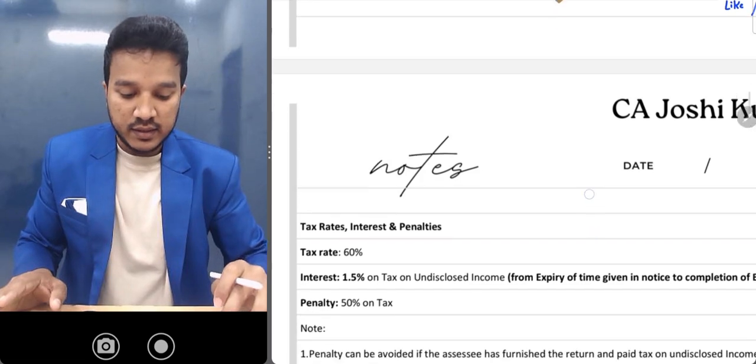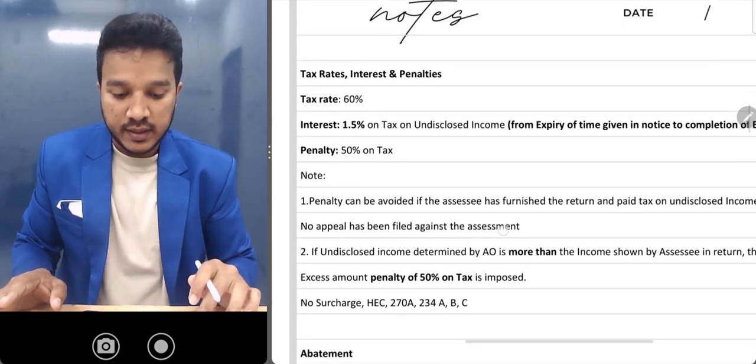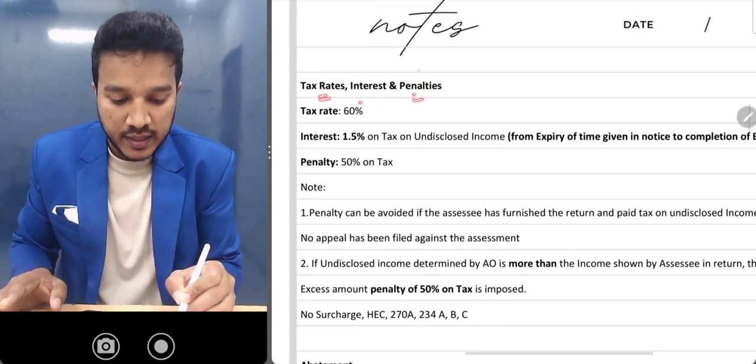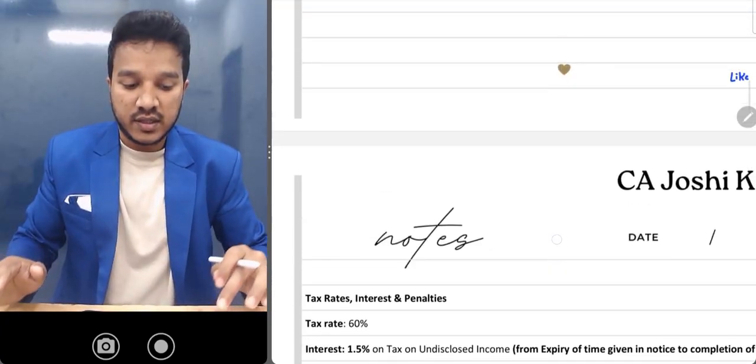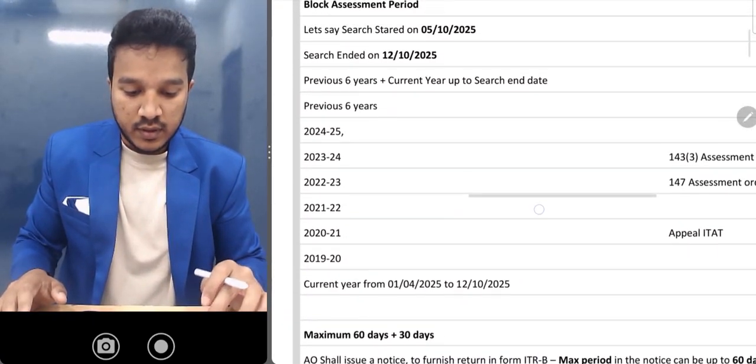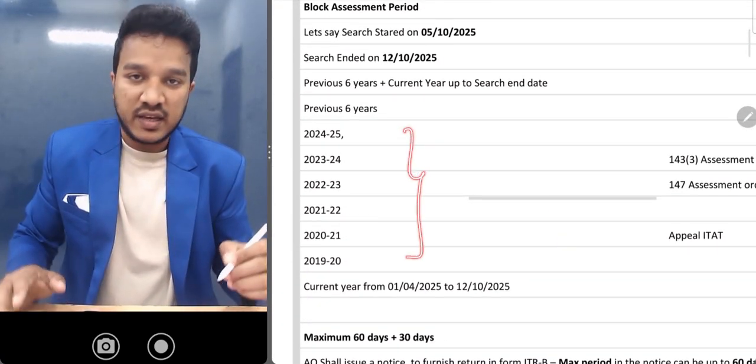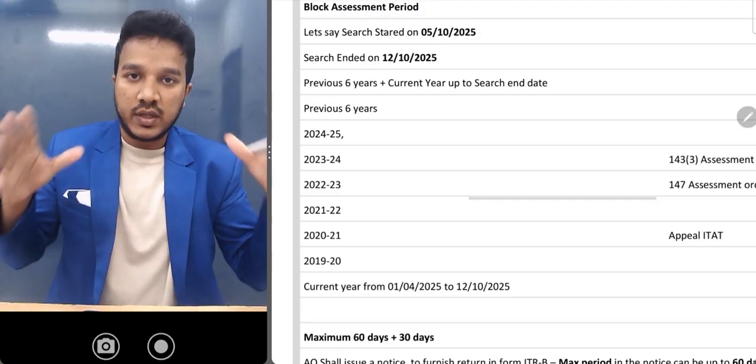Okay, and then the third part, the most important part here is tax rates, interest and penalties. Okay, what is the tax rate? Here they have found out the undisclosed income. Okay, in all these years they did their assessment and they found out the undisclosed income.